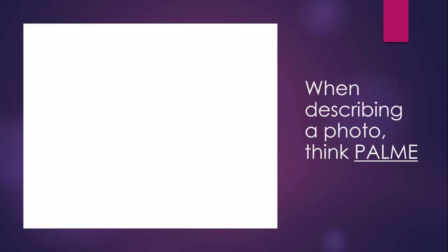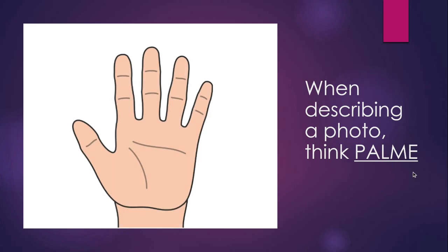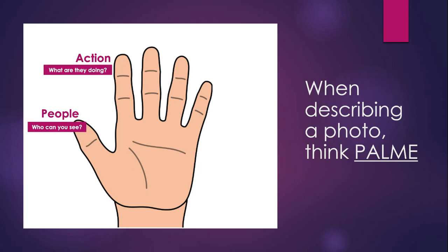So first of all, when we think about describing a photo, you need to think about PALME. Okay, nice and easy. Think of your hand, 5 digits, 5 things to remember. PALME. First thing, people. Who can you see on the photo? Action, what are they doing? Location, so where are they? Mood, do they look happy? Do they look sad? Do they look like they're concentrating? A lot of the time these photos do tend to have happy people in them, but we'll see what comes up later on in this video.